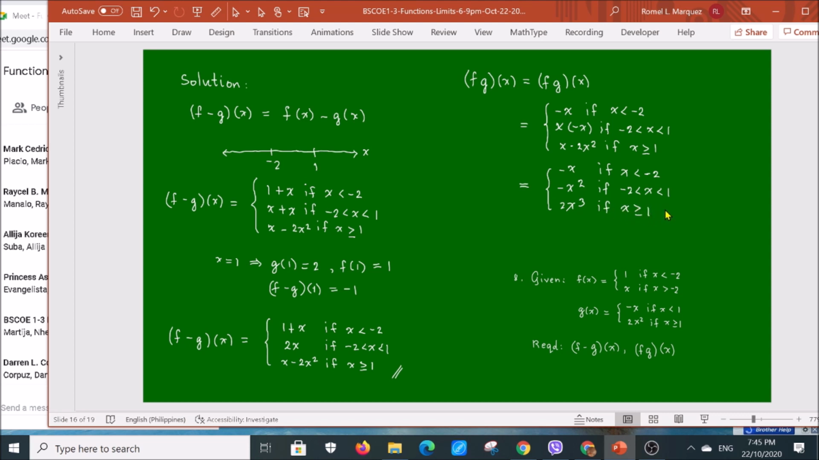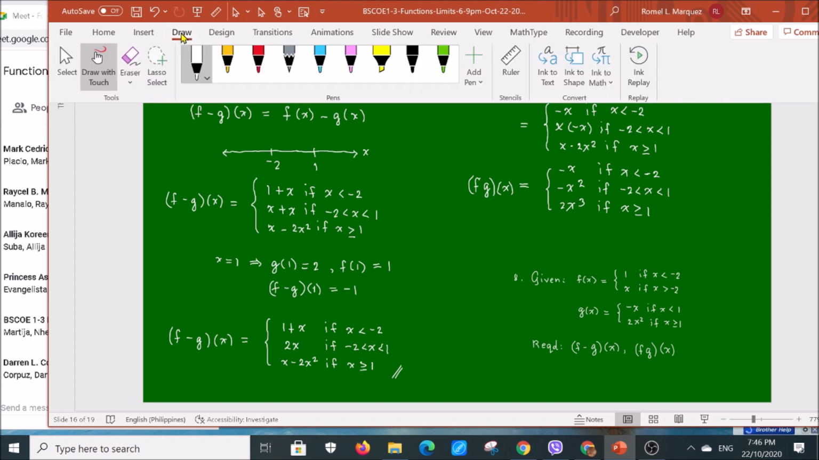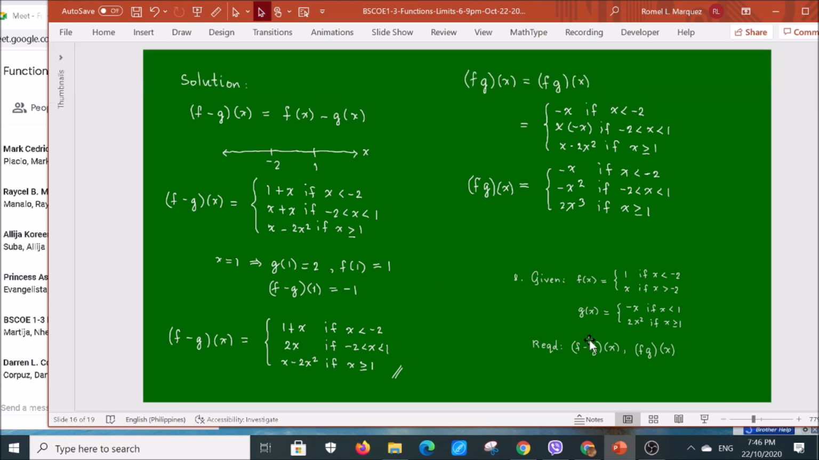So if you are asked of the domain, it is the set of all real numbers except negative 2, no? We don't include negative 2. Okay now guys? So that is f times g of x. The only problem is in case there is a quotient, you have to be careful with that. You have to remove the value that will make the denominator 0. Be careful with that. Okay?